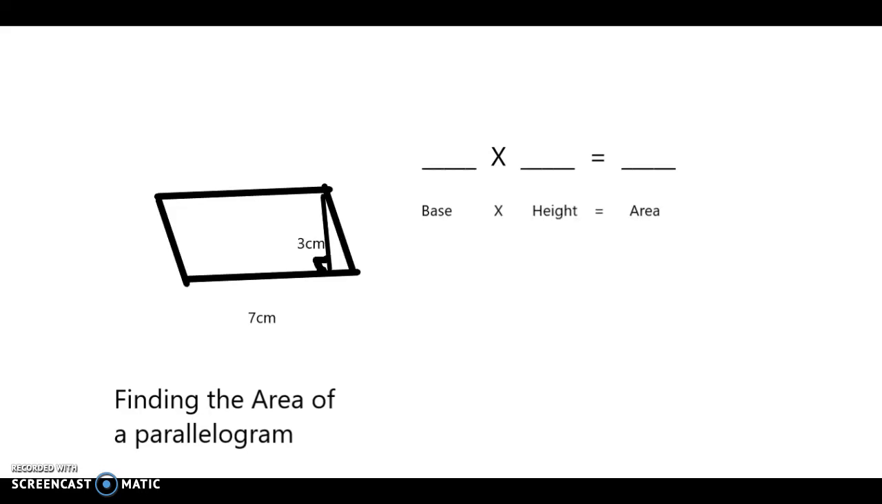Welcome back. We are now going to be talking about how to find the area of a parallelogram.